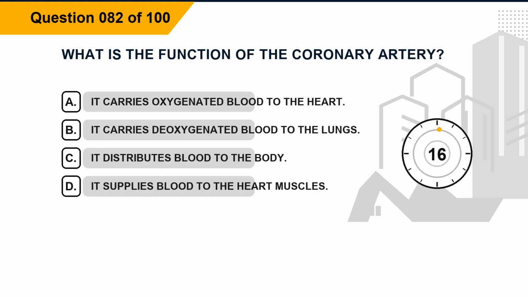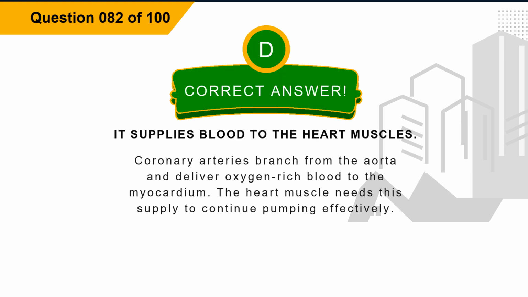Question 82. What is the function of the coronary artery? Option A, it carries oxygenated blood to the heart. Option B, it carries deoxygenated blood to the lungs. Option C, it distributes blood to the body. Option D, it supplies blood to the heart muscles. The correct answer is option D, it supplies blood to the heart muscles. Explanation. Coronary arteries branch from the aorta and deliver oxygen-rich blood to the myocardium. The heart muscle needs this supply to continue pumping effectively.